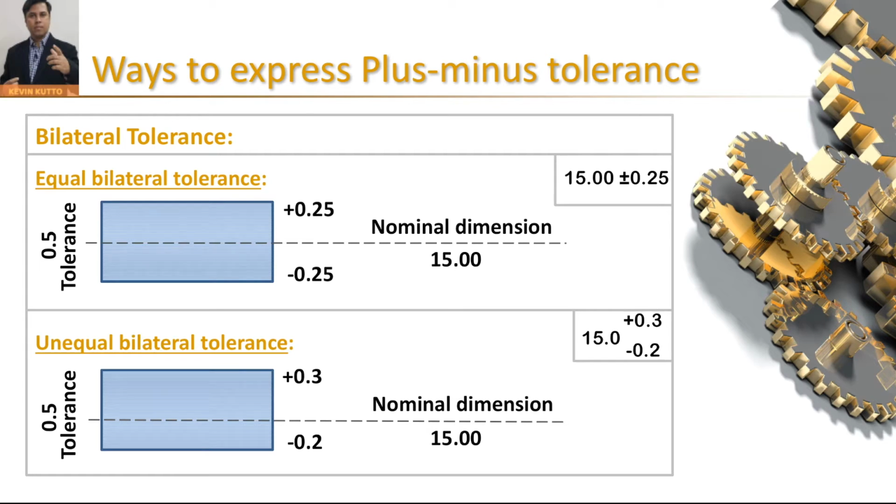So I have the same tolerance, which is 0.5, but now it is distributed unequally on both sides of the nominal dimension. On one side it is 0.3 and on the other side it is 0.2. That's why this is called unequal bilateral tolerance.